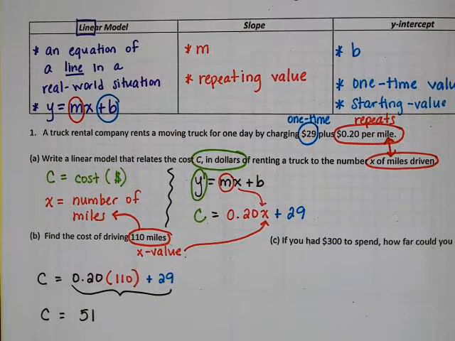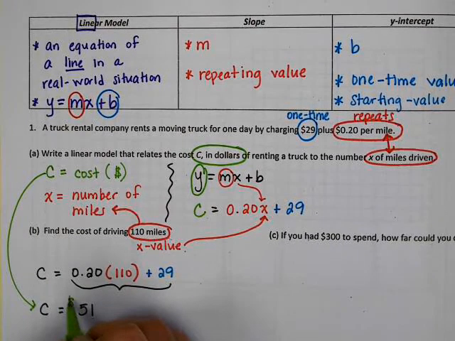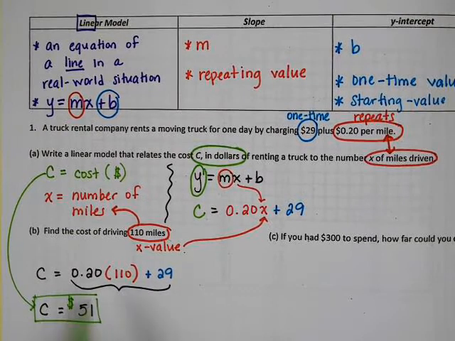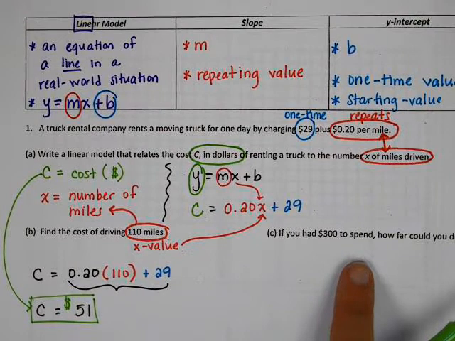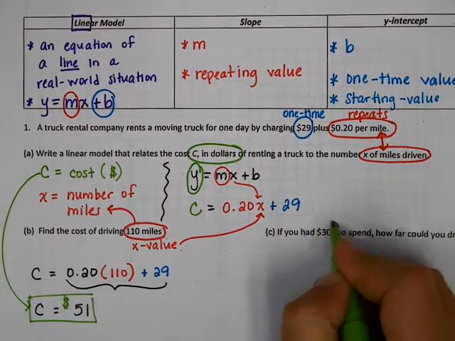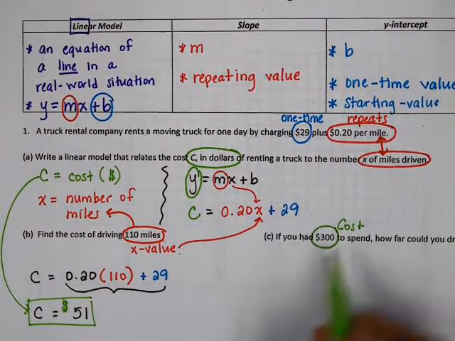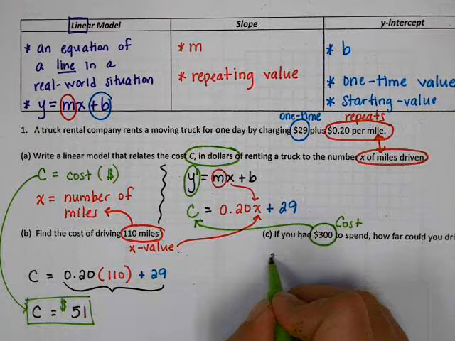Now, I need to have some sort of a label on my answer. 51 what? Since C stands for the cost, this is going to be $51 that I'm going to be charged. Now, the next part says, if you had $300 to spend, how far could you drive? So here they're telling me I have $300, which is the cost. So in this equation, I'm going to replace the C with 300.